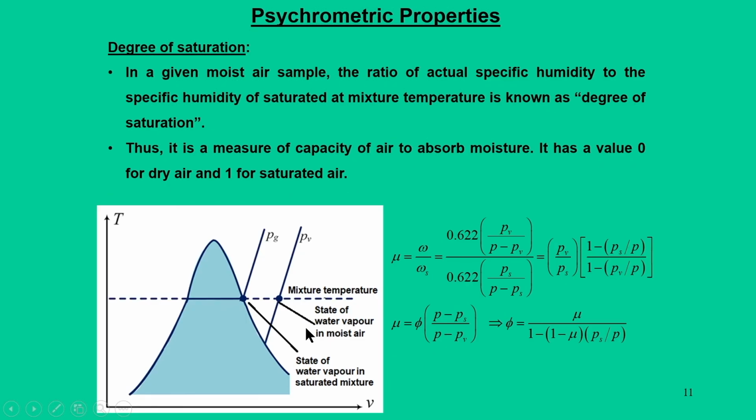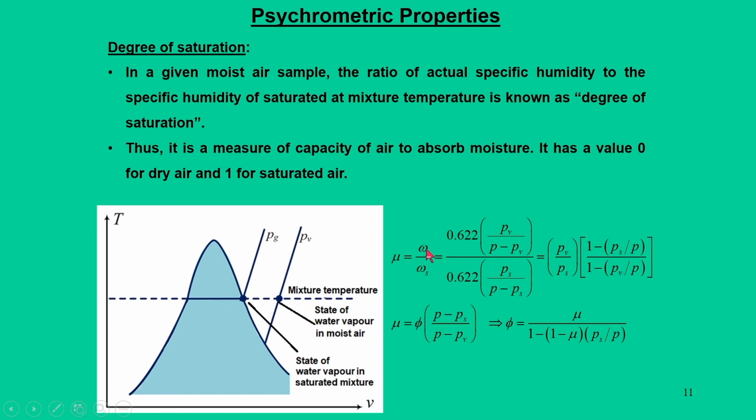So, it is unitless. Another term that is of interest is degree of saturation. This is nothing different, but you can mix these two terms, relative humidity and humidity ratio, to define this particular term. When these two properties are linked together, we call this the degree of saturation, that is mu. It is nothing but the ratio of actual specific humidity to the specific humidity of saturated air at mixture temperature, known as degree of saturation.